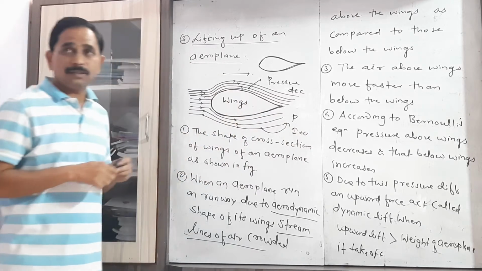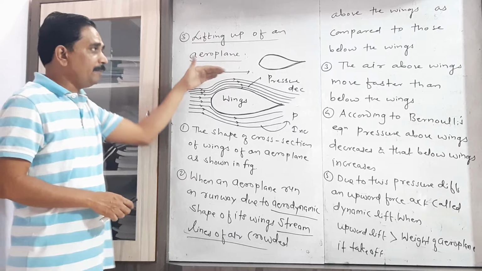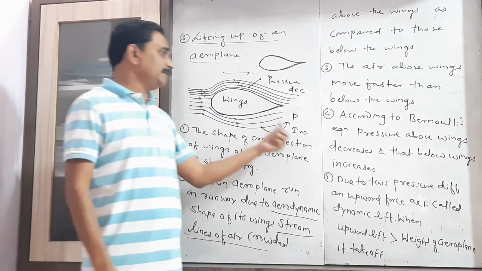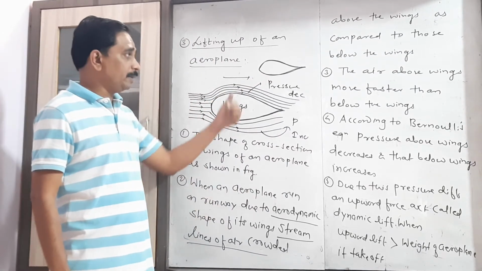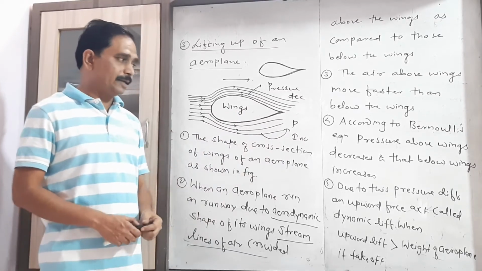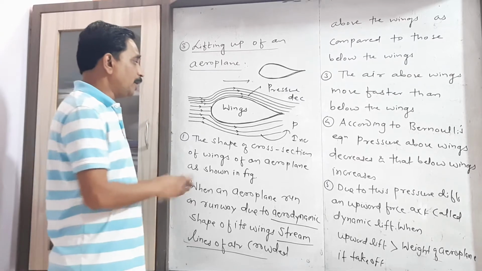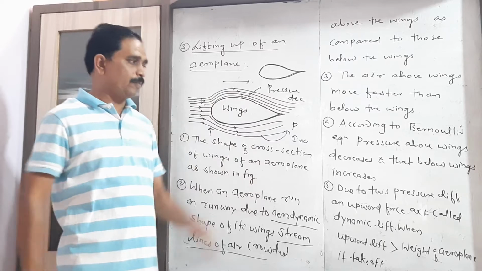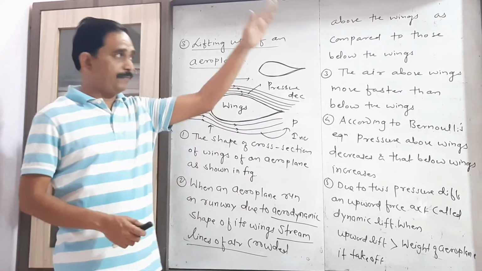Now because of this streamline flow difference between the upper surface and the lower surface of the wings, what gets changed? The pressure. On the upper surface we have the lower pressure, on the below surface we have the greater pressure. Due to this pressure difference, a certain force acts on the wings, on the complete aeroplane, and that force is called the dynamic lift.